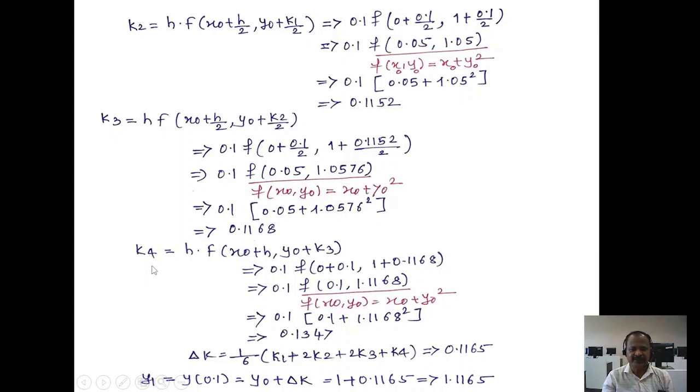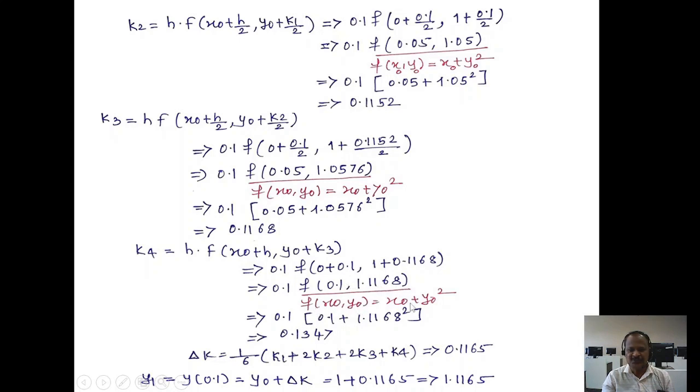Then you have to find k4. So k4 is equal to h into f of x0 plus h comma y0 plus k3. h is 0.1, f of x0 is 0 plus h is 0.1 comma y0 is 1 plus k3, this k3 value you can put here 0.1168. Now 0 plus 0.1 is 0.1 comma 1 plus 0.1168 is 1.1168.